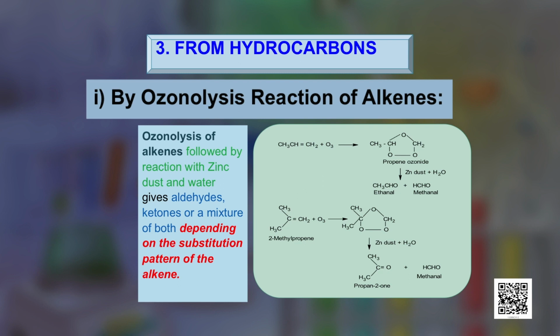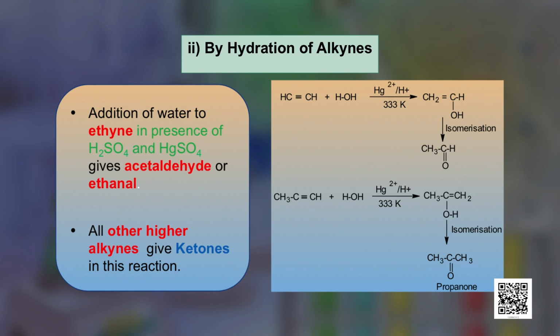So, the product depends upon the starting alkene. The next method is by hydration of alkynes. Addition of water to ethyne in the presence of sulfuric acid and mercury sulfate gives acetaldehyde, while all other higher alkynes give ketones in this reaction. You can see here the reactions shown.